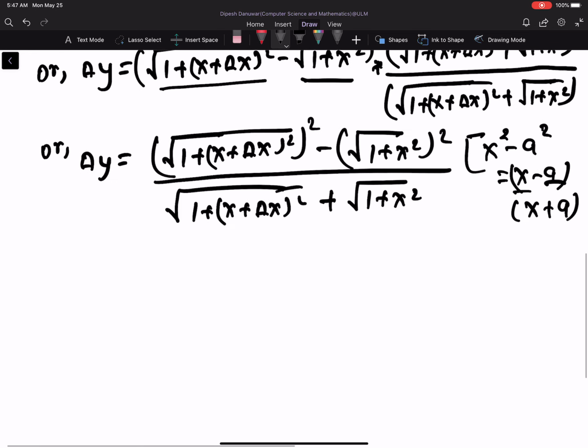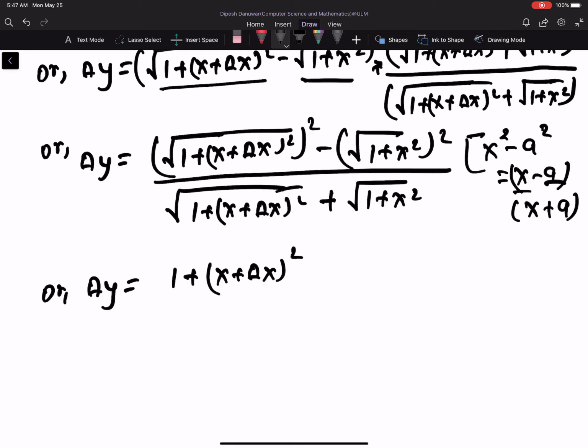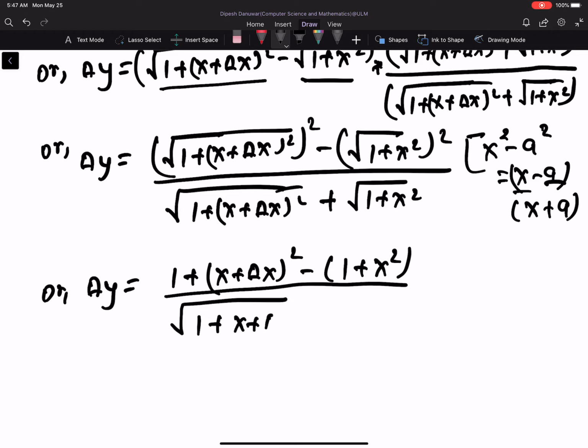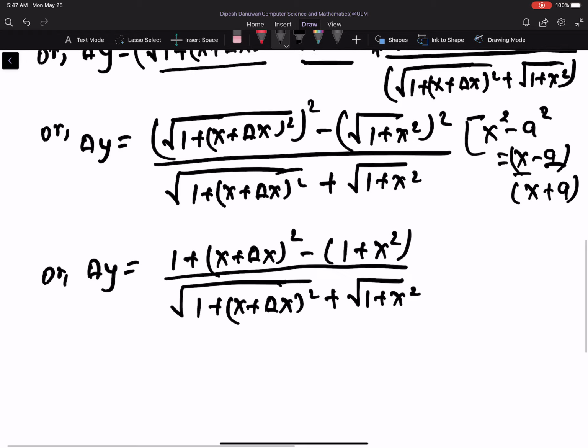Now you will get delta y is equal to, when you square that, the square root goes, so that will be [1 plus (x plus delta x) whole square minus (1 plus x squared)] by [root under 1 plus (x plus delta x) whole square plus root under 1 plus x squared], right?